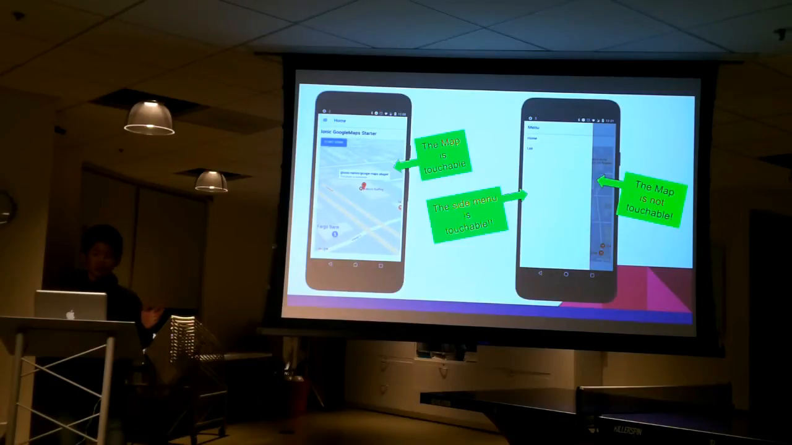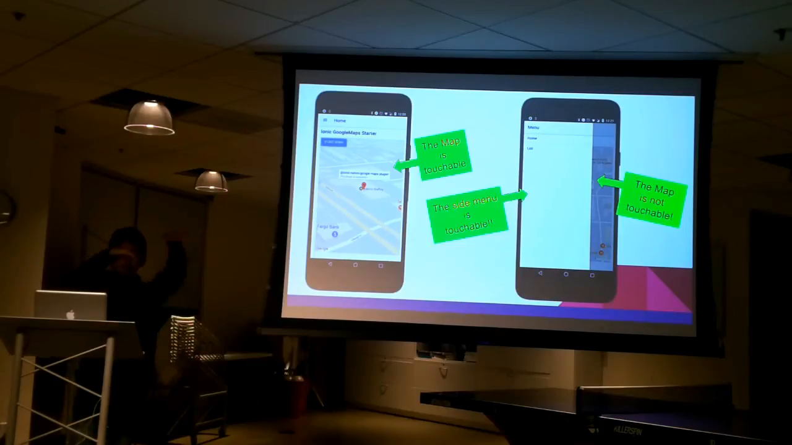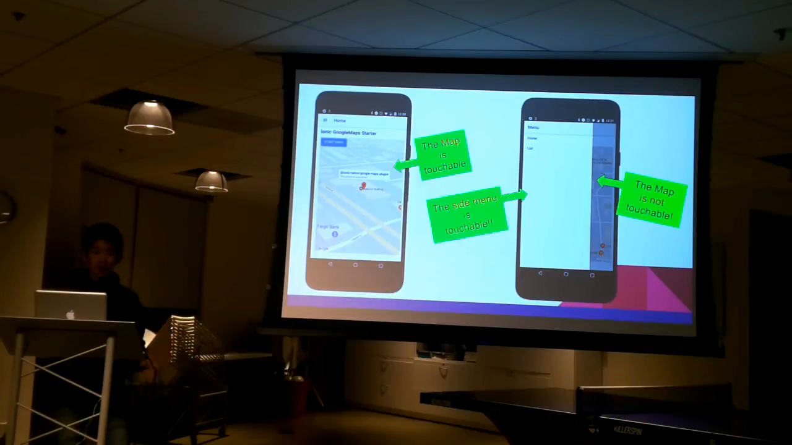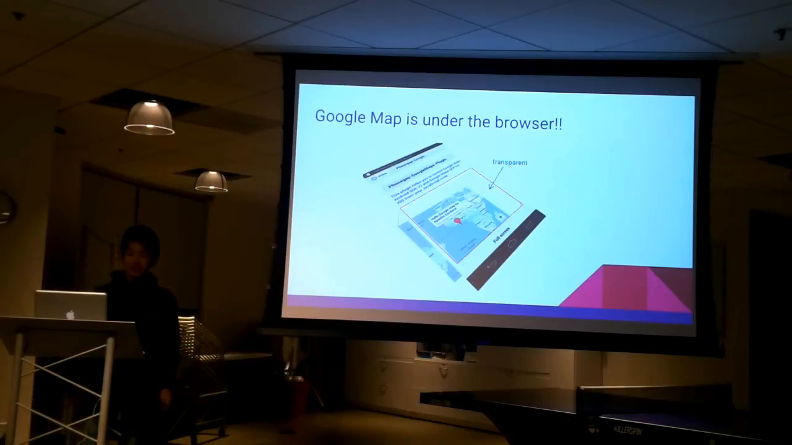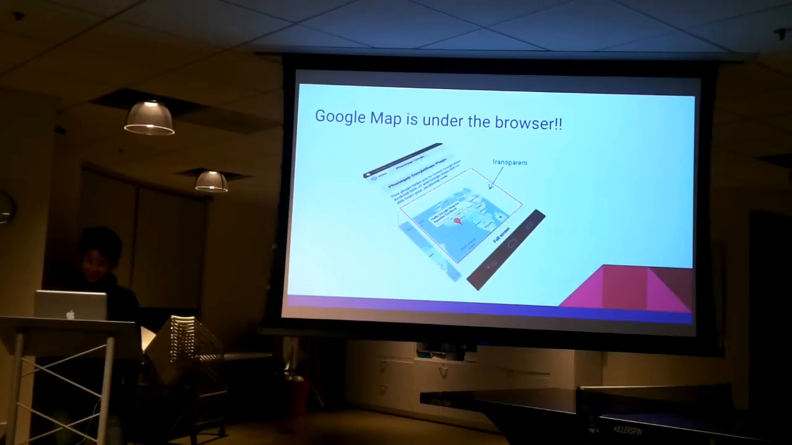This is the Android version. So on the Android version the side menu overlaps the map. So how can I tap it? Is the tap on the browser or the native view? Can you imagine? Any idea? No? It's under the browser. It's a hacky kind of thing.